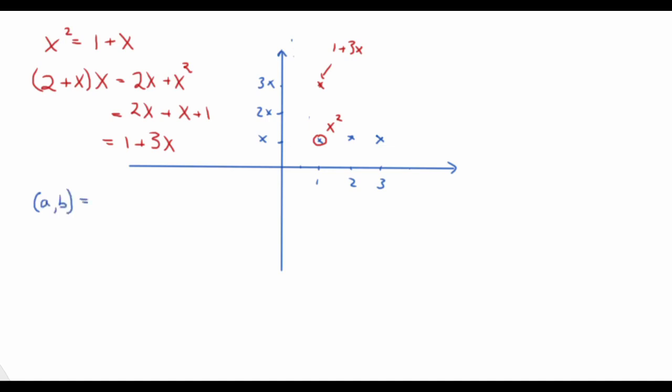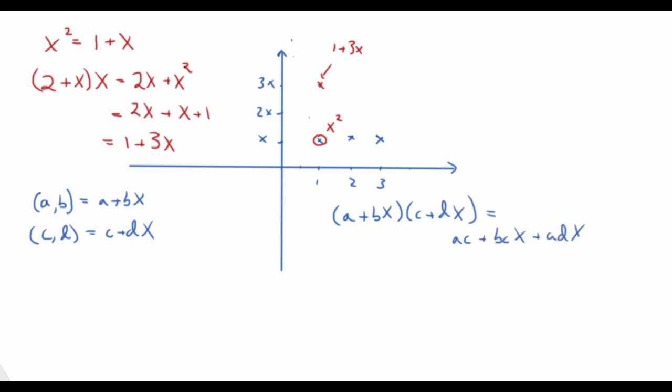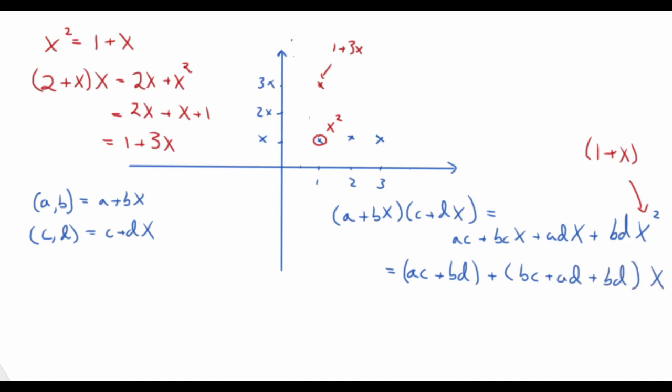So if I write a plus bx in the form a comma b, and I write c plus dx as c comma d, and I multiply together those points, a plus bx times c plus dx, then I get ac plus bcx plus adx plus bdx squared. Now, remember what x squared is, it's just 1 plus x. So I'm left with ac plus bd plus, look at everything with an x term in it, bc plus ad plus bd x. Now writing that back out in coordinate form, I've got ac plus bd, comma, bc plus ad plus bd. And that's exactly the multiplication that I started with.